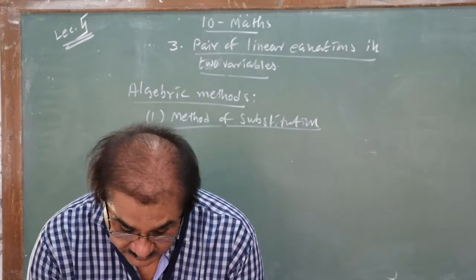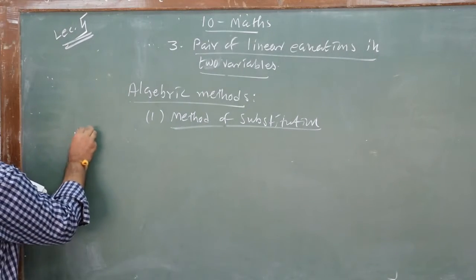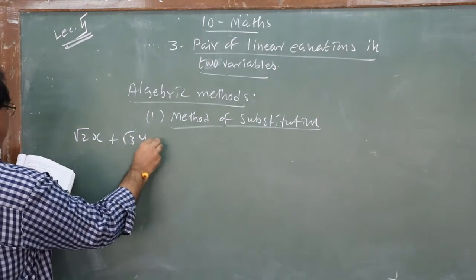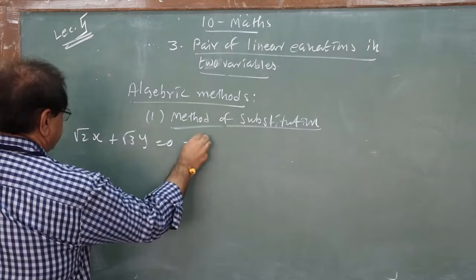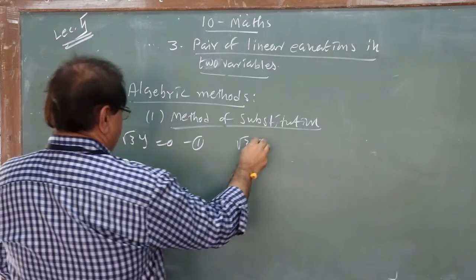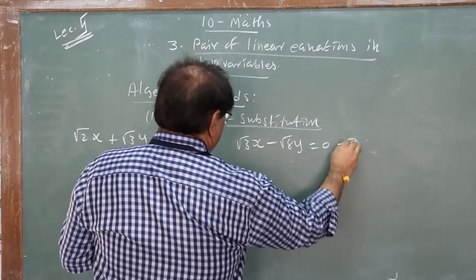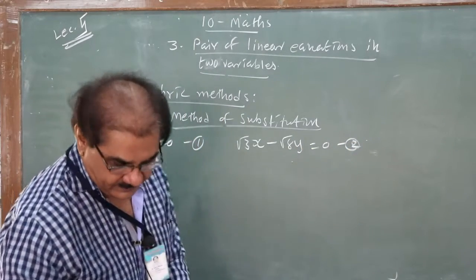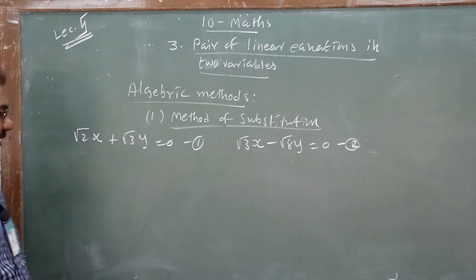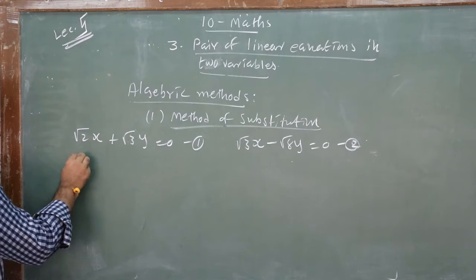We go for question number 1, fifth one. Root 2x plus root 3y is equal to 0. It is equation number 1. Root 3x minus root 8y is equal to 0. Equation number 2. Here the coefficients are irrational numbers. Nothing to worry. The method remains the same.